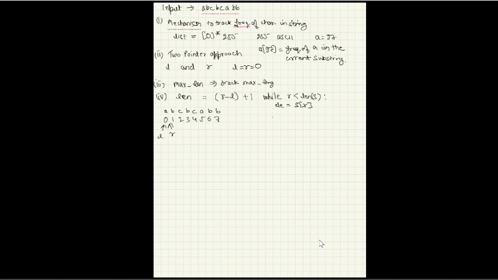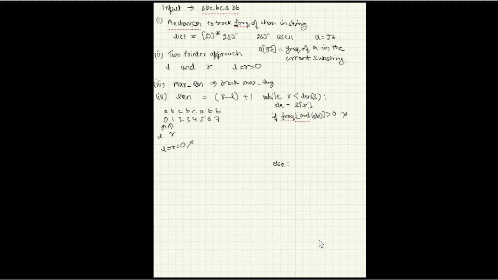Next thing I am going to do is check: if frequency of ord of le, this ord function in Python returns the ASCII representation for any character, is greater than 0, which means I am checking whether this element has been encountered already or not. For this first scenario, L equal to R equal to 0, this element has not been encountered, so this condition evaluates to false. So we move to the else part of this if condition.